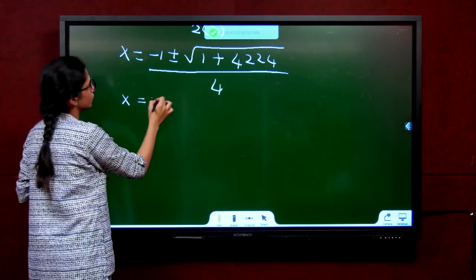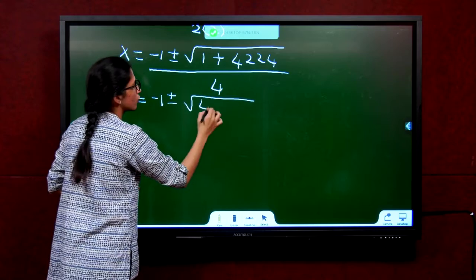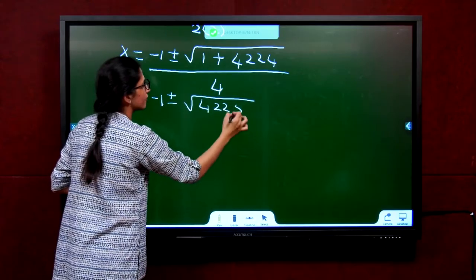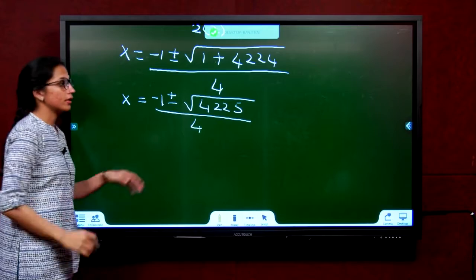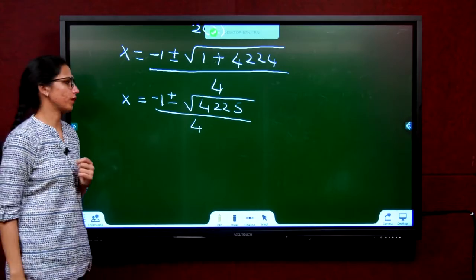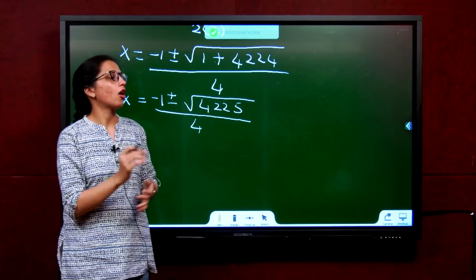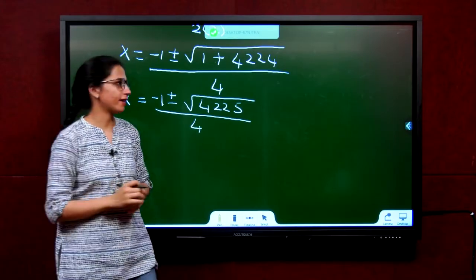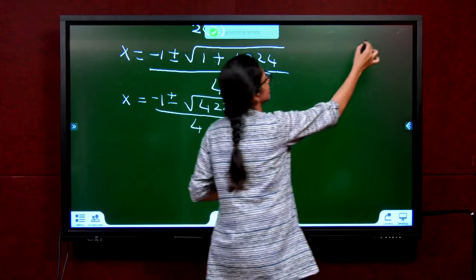X is equal to minus 1 plus or minus root of 4225, adding these two, divided by 4. Now how should I find root 4225? You can either go for the root technique that you have learnt in your lower classes, or the simplest method is prime factorization. I will be using prime factorization because it's easier.